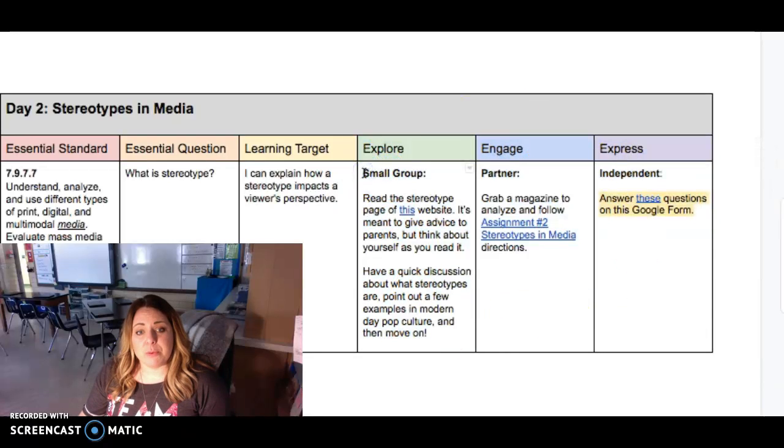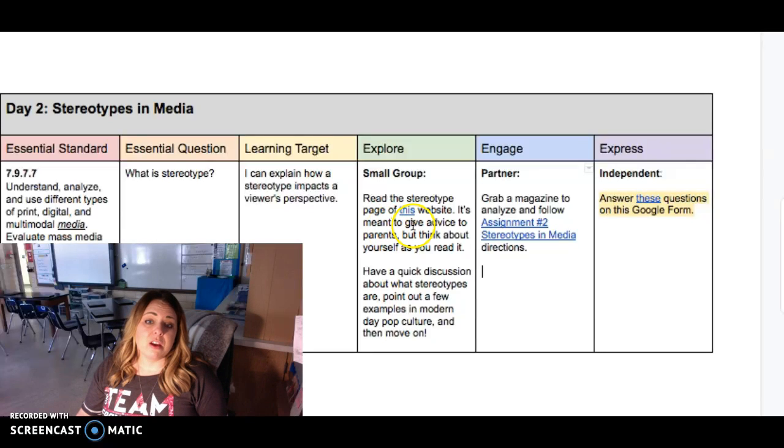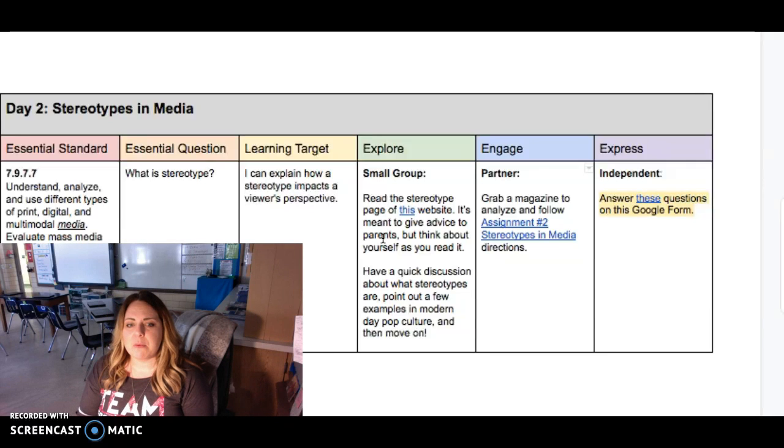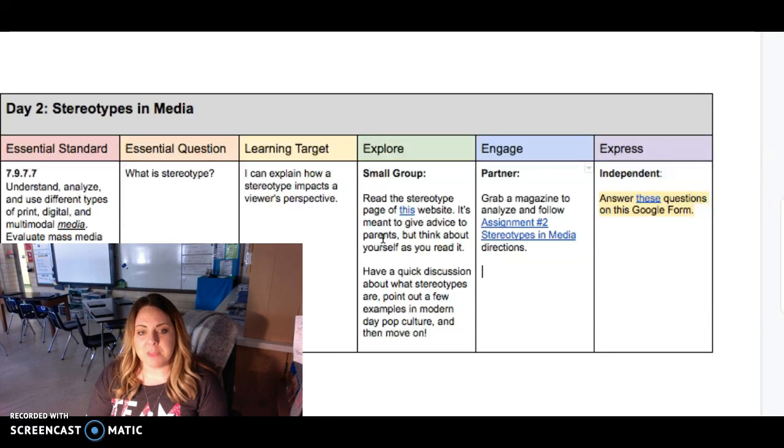So as a small group, you're going to read through the stereotype page of this website. So you're going to click on the link and go to that website, and I want you to read through it. You can read it aloud together. You can read it independently, whatever you want to do, but get that taken care of. And then it's important that you know that the information on that website is meant to give advice to parents, but I want you to think about yourself as you read it, okay? After you're done reading that information, then you need to have a quick discussion about what stereotypes are, point out a few examples in modern day pop culture, and then move on, okay?